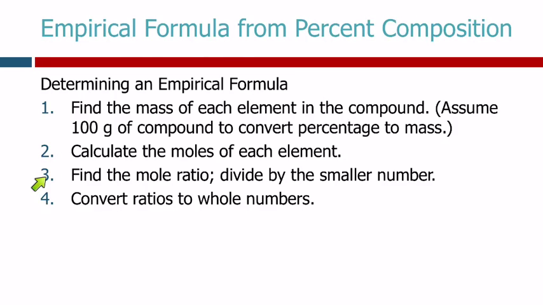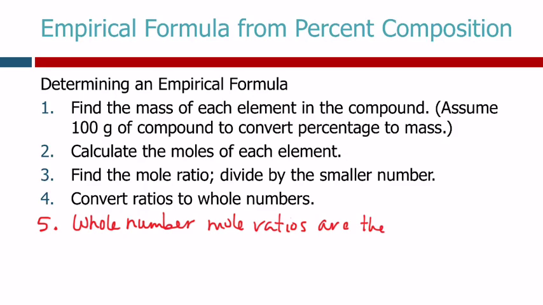And then we need to find the mole ratio. So you take all of those numbers of moles, you pick the smallest one, and you divide all of them by the smallest. That'll give you ratios. Now, sometimes they come out to nice whole numbers, other times they do not. If they're not whole numbers, then you have to convert the ratios to whole numbers. I guess there really should be a 5th step in there. Those whole number ratios are the subscripts for the formula. The whole number mole ratios are the subscripts in the empirical formula.